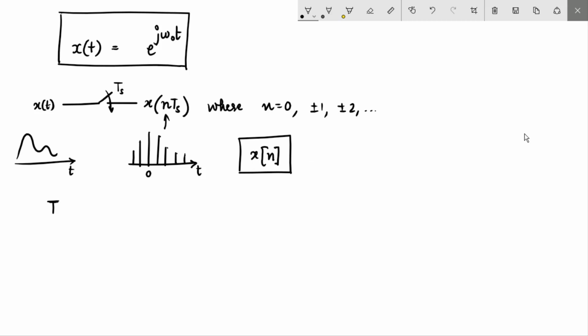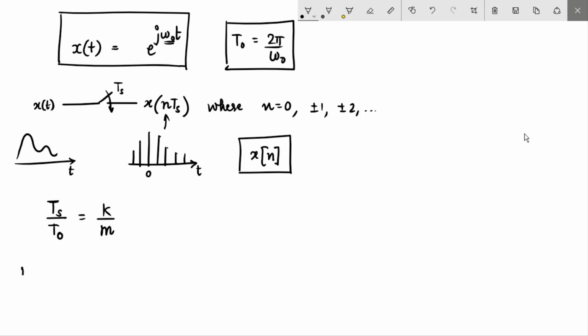So we need to show in this question that, with T naught being 2 pi by omega naught, the fundamental time period, Ts upon T naught needs to be of the form k by m, right? That means some m times Ts should be equal to k times T naught. That is what the question says, for x(n) to be periodic. So let us see how to go about this.